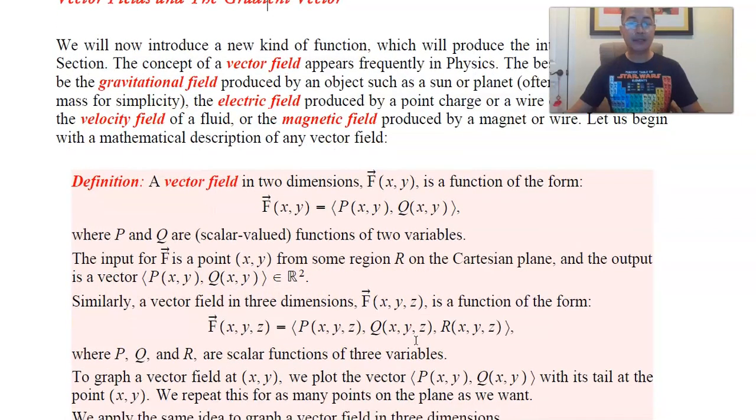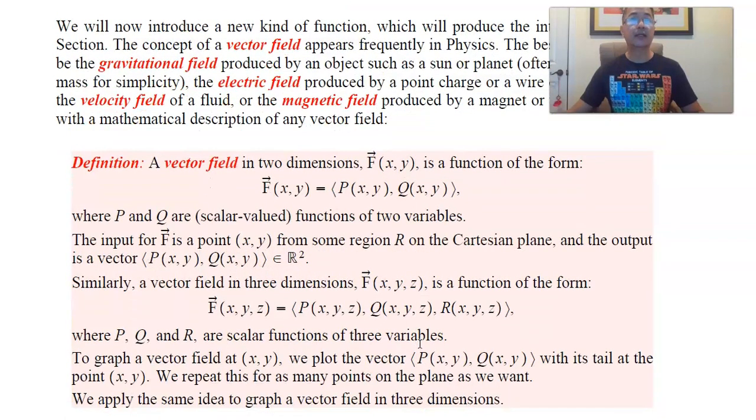In 3 dimensions, we have, of course, an analogous definition. We now have a vector function in x, y, and z, and you have 3 components because you have 3 input variables. So you have P of x, y, z, Q of x, y, z, and R of x, y, z. Again, each of these represents one number, so you have 3 scalar functions assembled together in a vector.